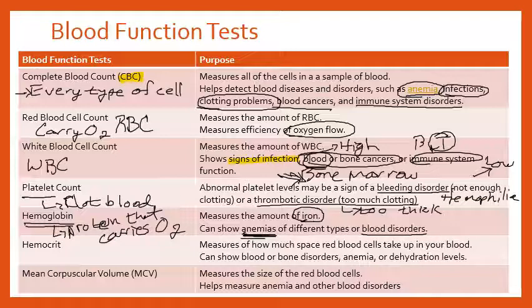Another thing they'll look for is called the hematocrit. So the hematocrit is basically looking at how much space the red blood cells are taking up. So how much space red blood cells take up in your blood. It's kind of like a red blood cell to plasma ratio.